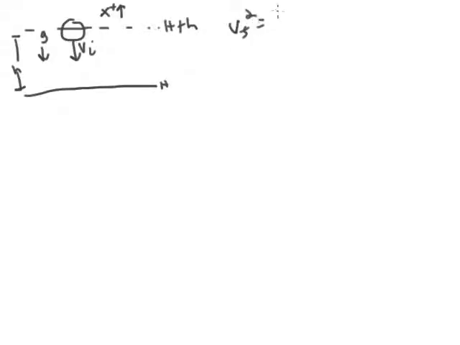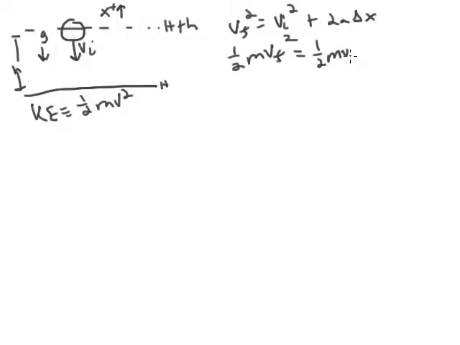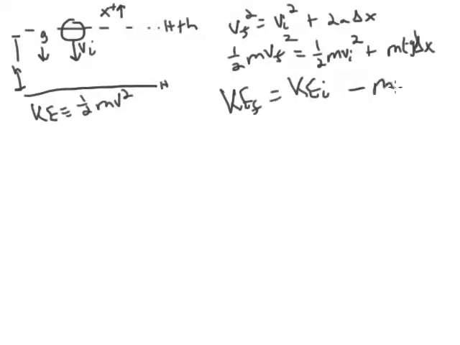We can write our kinematic equation as 2a delta x. And we can remember that the kinetic energy of a particle is defined as 1/2 mv squared. So we'll multiply both sides by 1/2 m. So we get 1/2 mv squared equals 1/2 m v_i squared plus m a delta x. But in this case, our acceleration will be g, and it will be negative. So that's negative g. So now we're going to get our kinetic energy final equals our kinetic energy initial minus mg delta x.